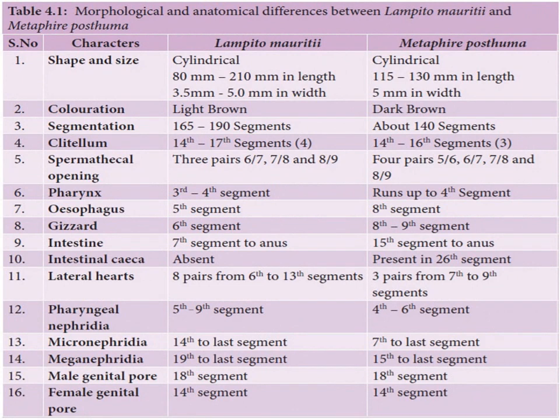So this is one comparison chart regarding these two earthworms. One is Lampito mauritii, the other one is Metaphire posthuma. Here the morphological as well as anatomical differences of these two earthworms are given regarding various characters, and especially in which segment each is located for both these earthworms, right? A few characters are given, and especially in which area it is present, and that chart is given here.